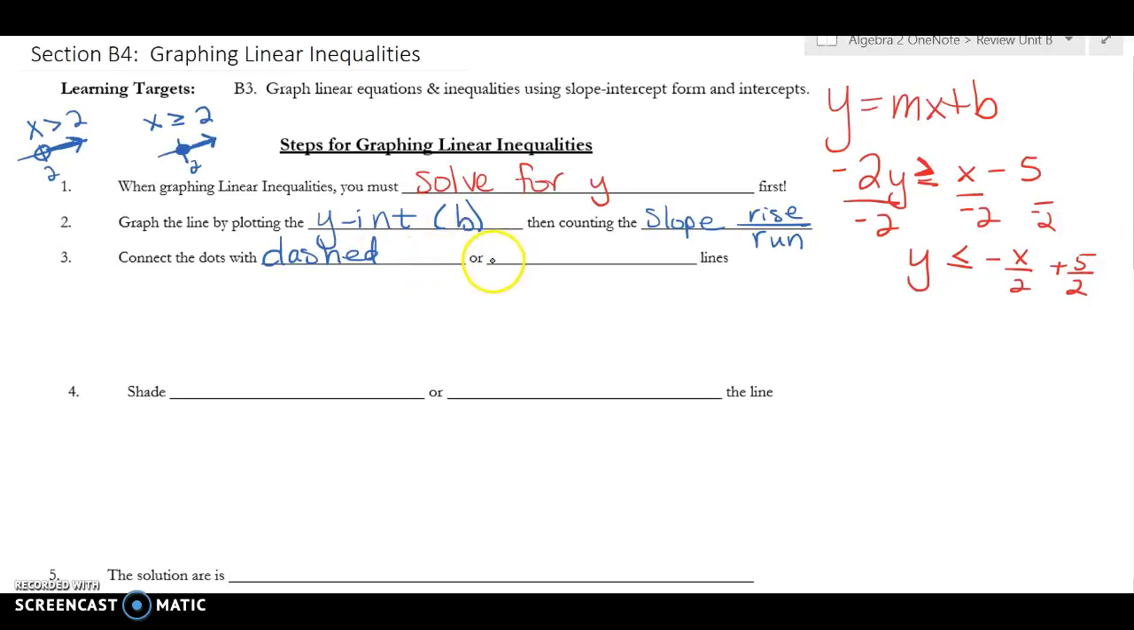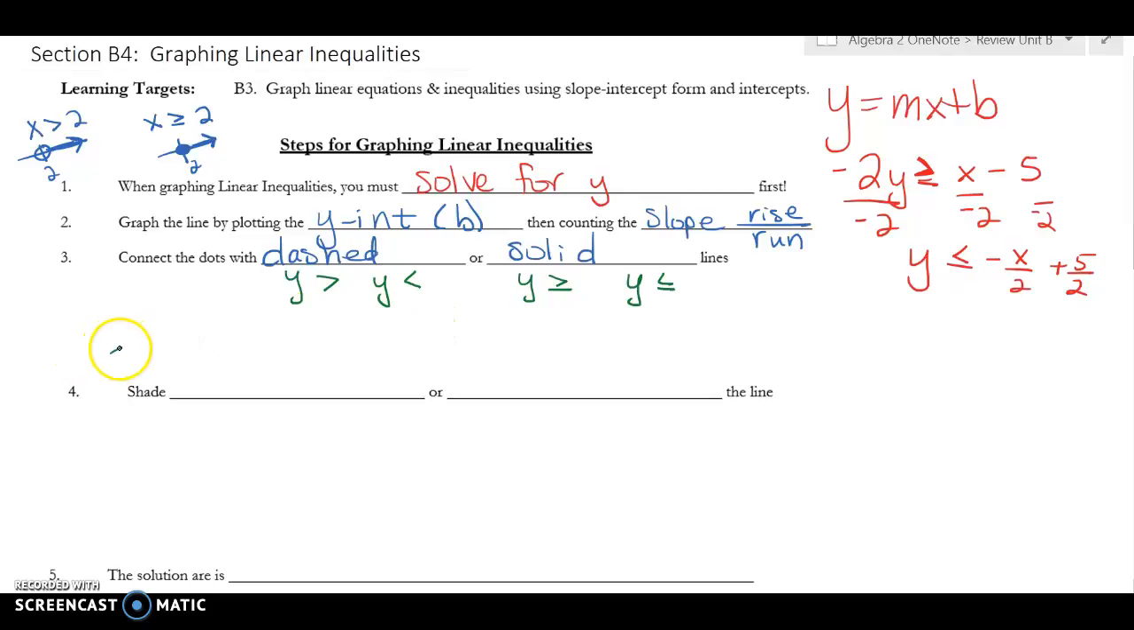And then we could also have solid lines. So a dashed line is when you have y is greater than or y is less than. Those are dashed. And then solid is when they have the line underneath it, when it includes that equal to part.